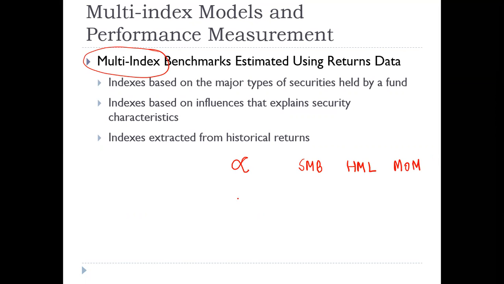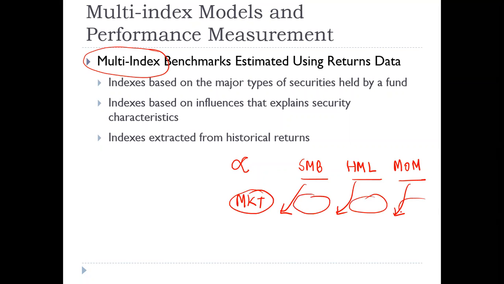So when they included these factors, how many factors are there right now? Market, SMB, HML, momentum. It has been found that alpha has become very much insignificant now. If alpha has become insignificant, is there any marginal benefit to making investment with a fund manager? No, sir. There is no marginal benefit of investing with a fund manager.